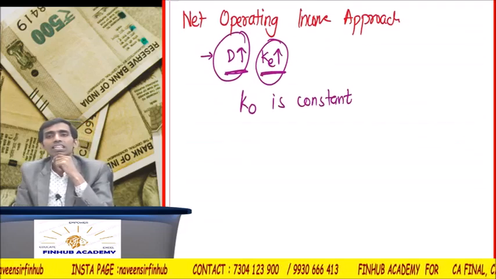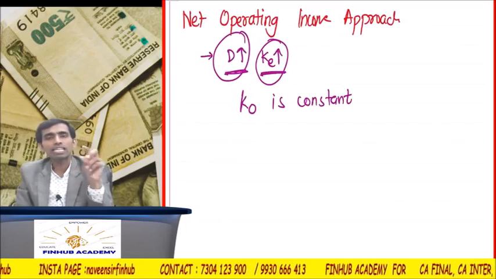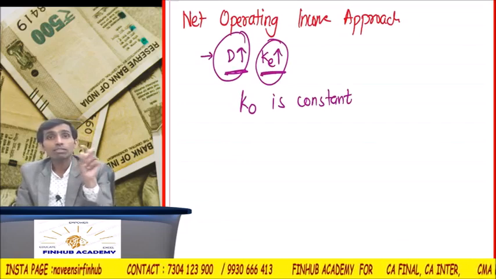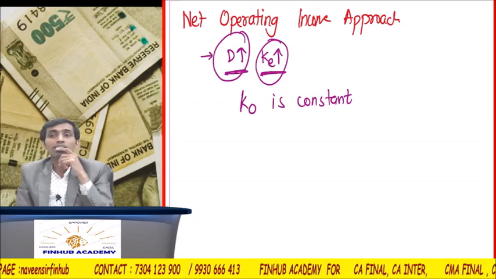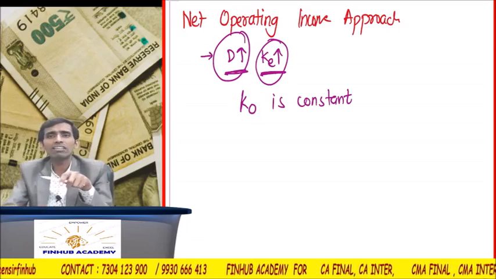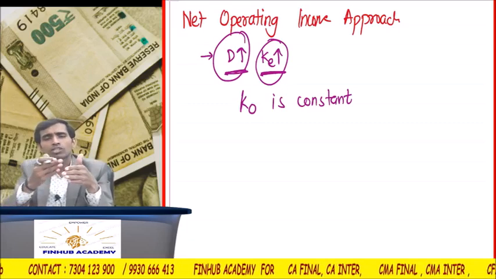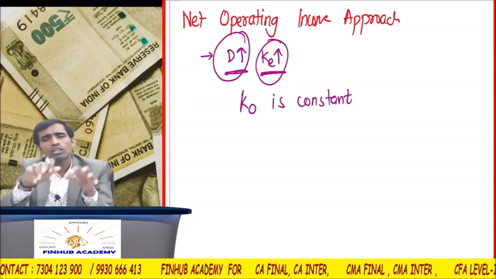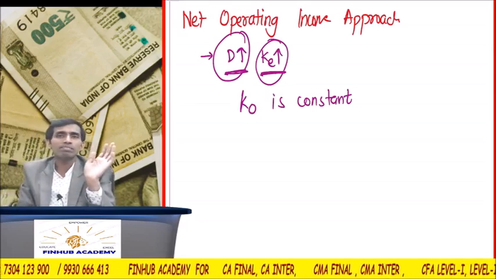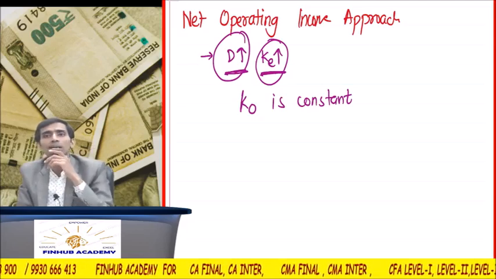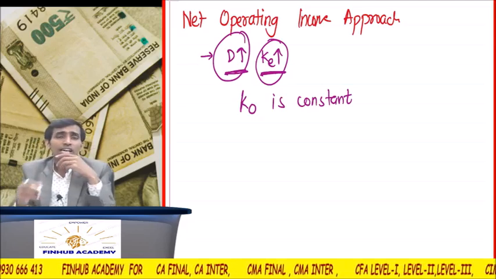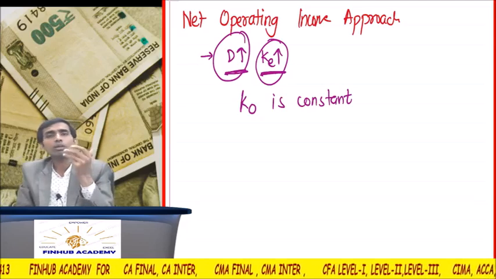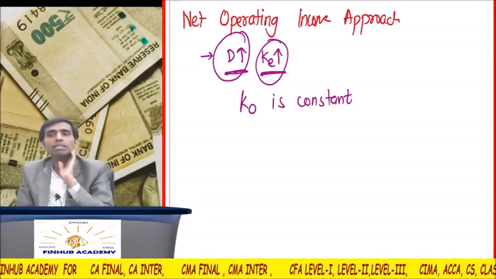Since WACC is constant at all levels, it means that because your overall cost is constant, whatever the debt equity mix may be, it is the optimal capital structure. They are saying every debt equity mix is an optimal capital structure because the cost is already minimized.